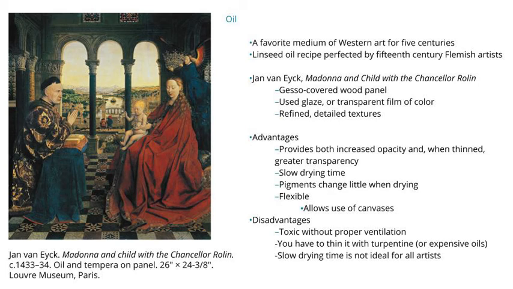Also, you have to thin oil paint with turpentine or other expensive oils like safflower oil or linseed oil, but mainly you have to thin it with turpentine, and that is also really toxic, and you need more ventilation for that too. Also, the slow drying time of oil is not ideal for all artists. Some people like to work in thin layers and have them dry in between, and if that's the case for oil, then you have to wait like a week between layers because it literally takes so long to dry. So depending on the way that you paint, the slow drying time can be either an advantage or a disadvantage.